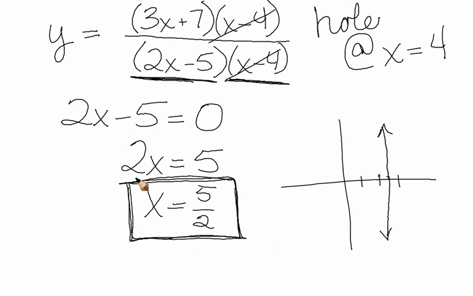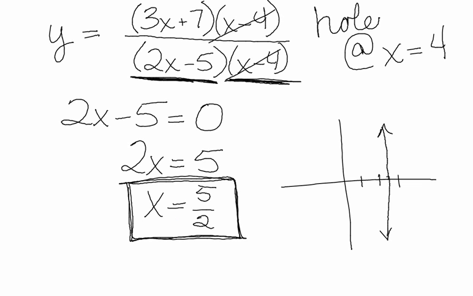Okay? So you can find vertical asymptotes this way. Make sure you look at all the factors of the denominator, but make sure you cancel out the ones that cancel in the numerator, because that's where you have holes. And then the ones that are left over are your vertical asymptotes.